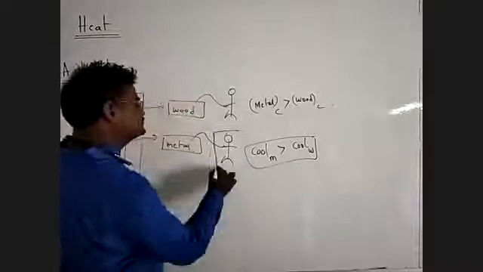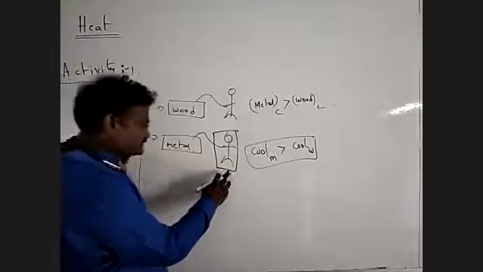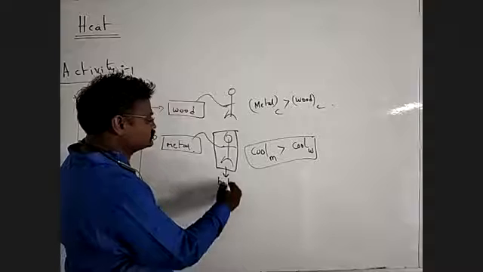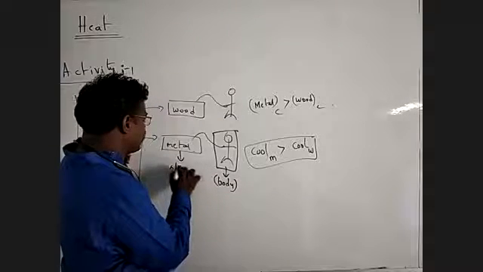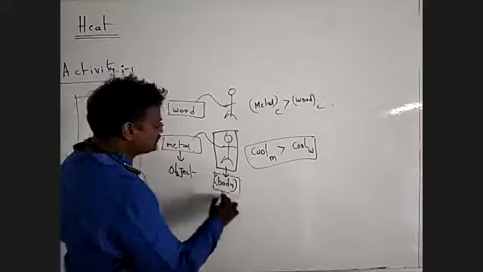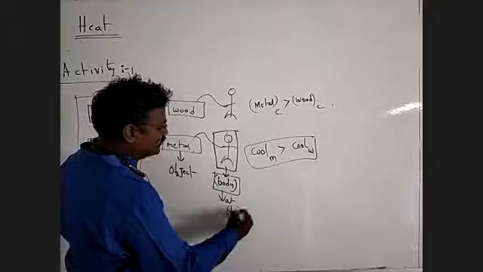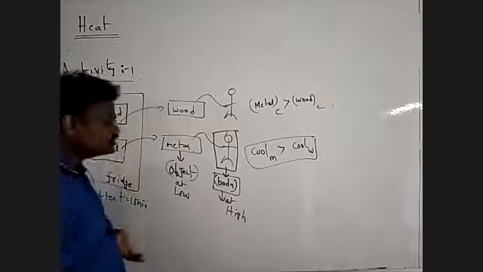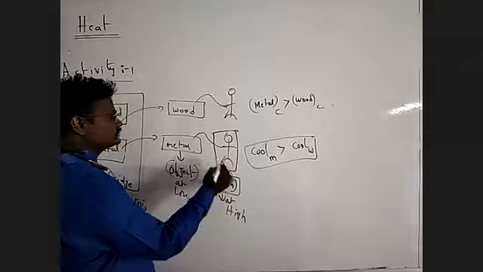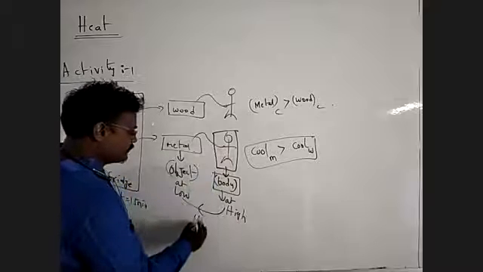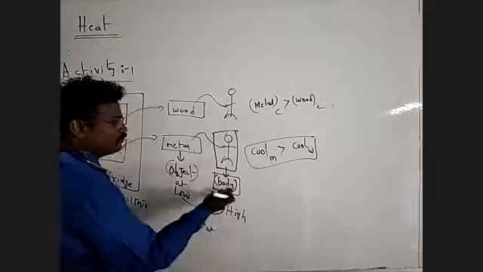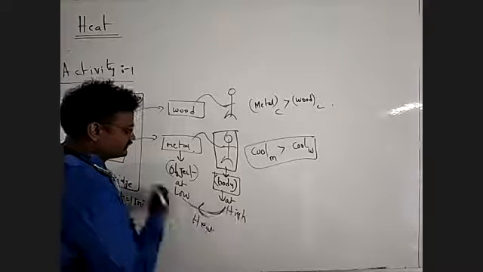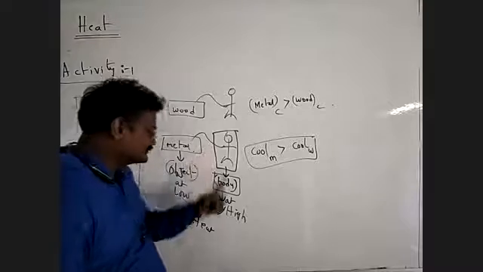That means, what will happen to this person? Heat flows from this body to this object. This body is taken as a body at a high temperature. This body is at a low temperature. Heat energy flows from a body at high temperature to a body at low temperature. Heat flows like this.